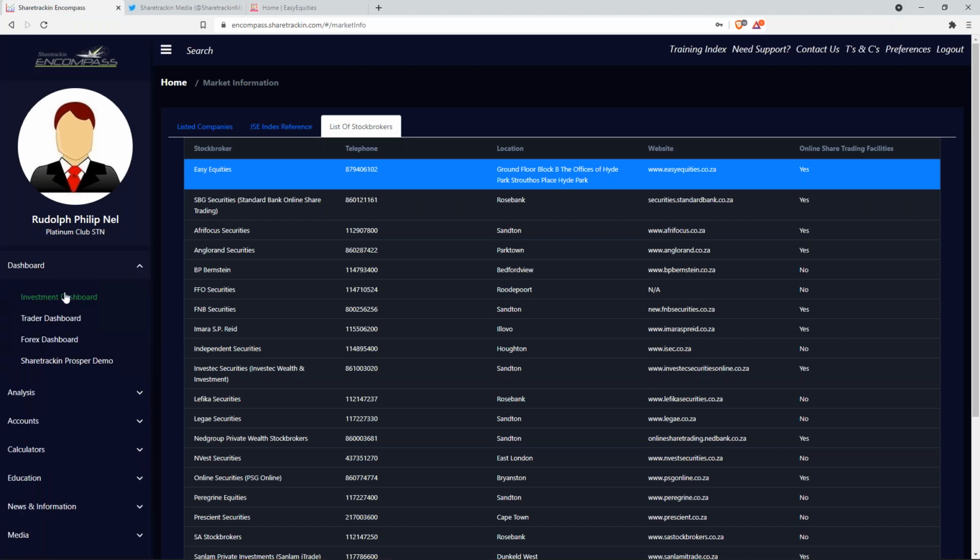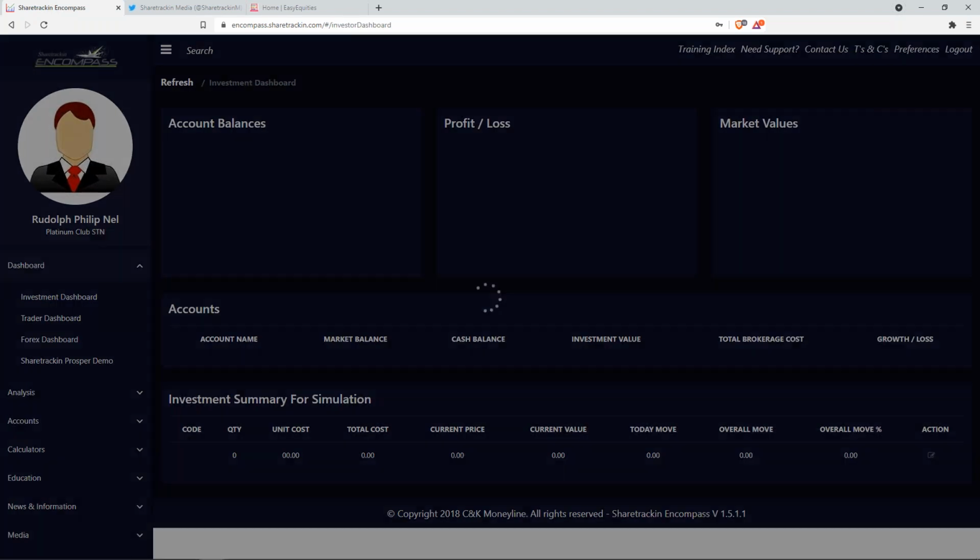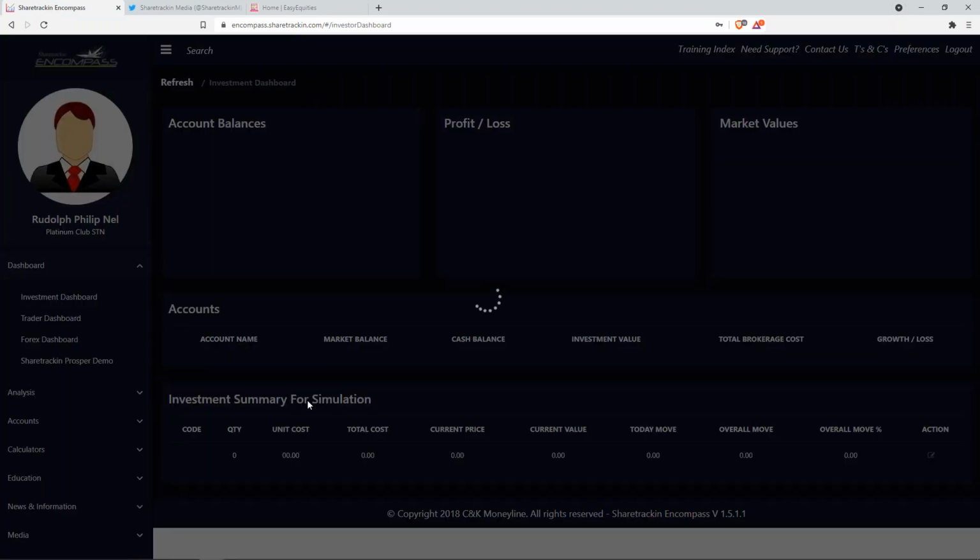So that's the Sharetrackin basic. So that's the basics of the software, basically all the tools on the left hand side.